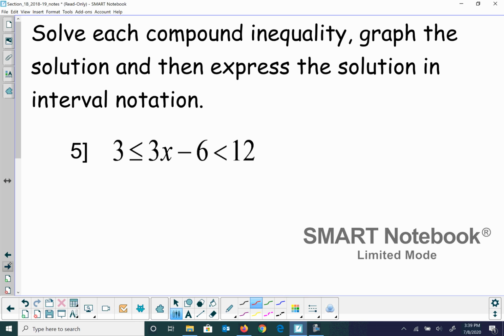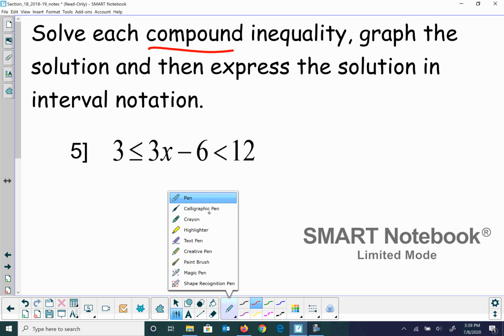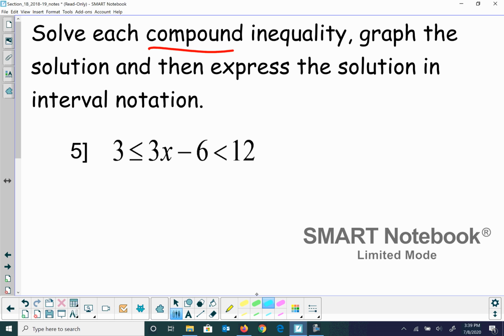Okay, solve the compound inequality. Compound inequality means that we're going to have two sets of inequality signs. So we have three parts to this problem. So we have this part, we have this part, and we have this part. So there's three parts. I hope you see all the three colors. So the middle part, the 3x minus 6, goes with both parts. So we're going to break this into two problems, and the middle is going to go with both.